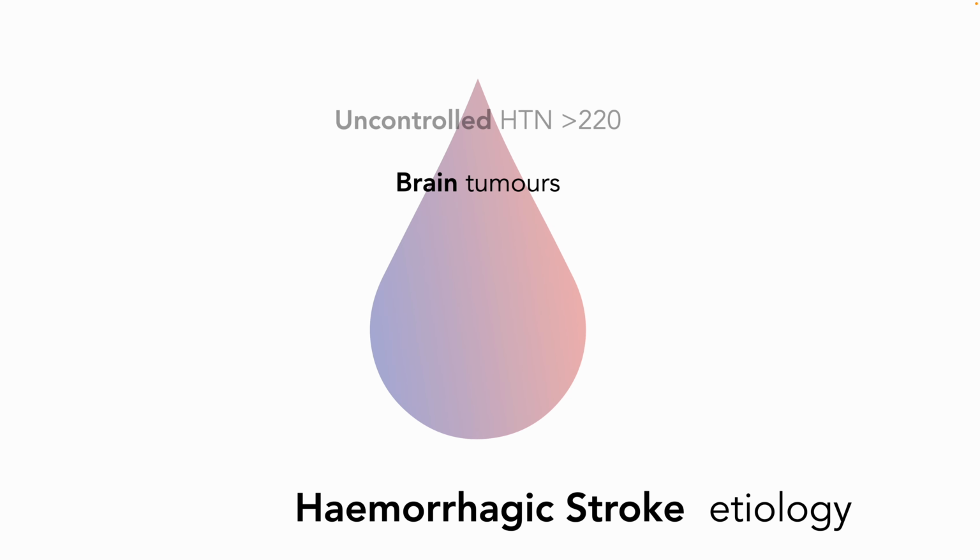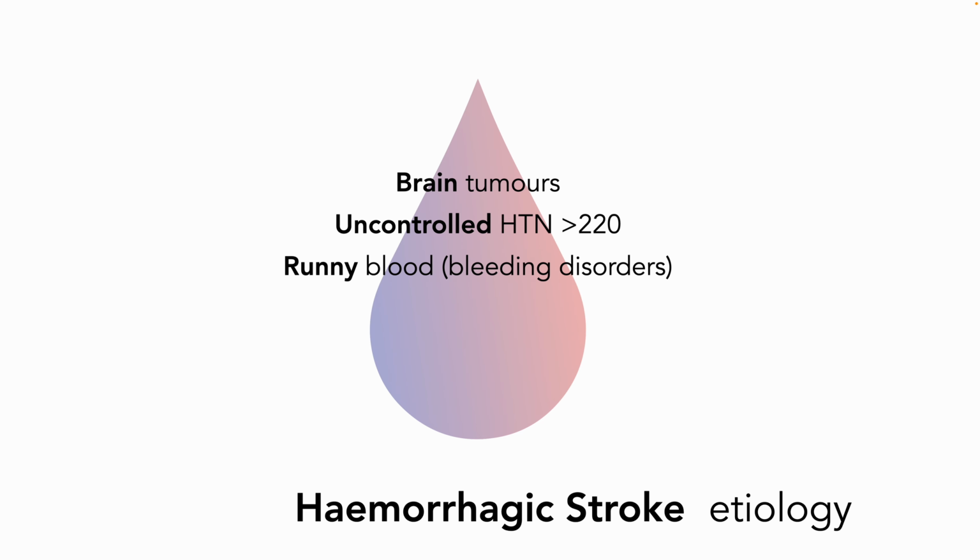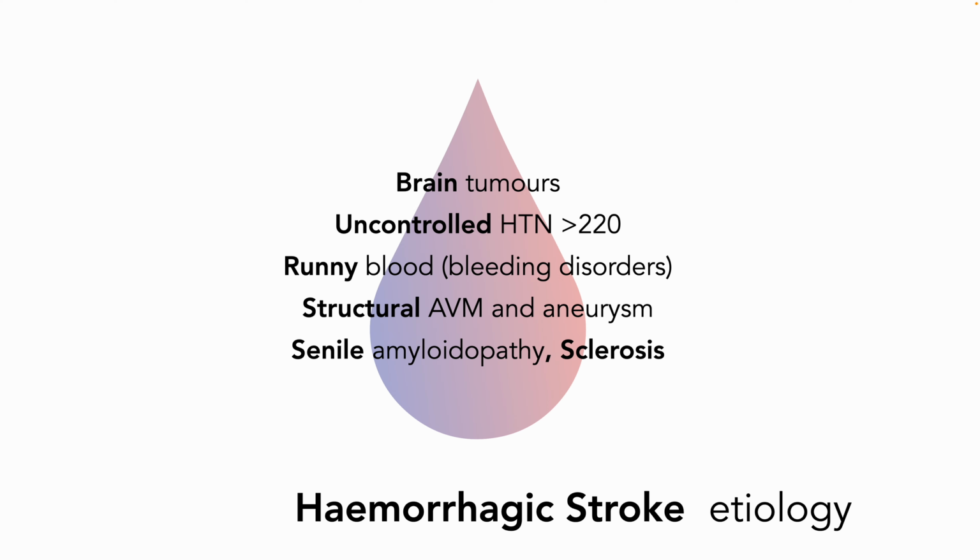So we've got brain tumours as the B, U is very high uncontrolled hypertension, runny blood, so any kind of coagulopathies that you've got. AVM, structural issues and aneurysms, as well as senile amyloidopathy and CAA, those things, and sclerosis, so your atherosclerotic patients, and TBI. All these things damaging blood vessels.